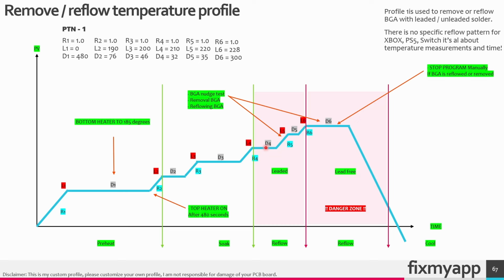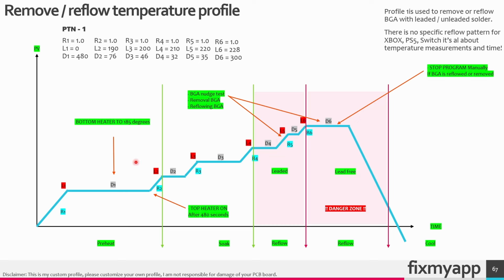If the APU is not reflowed, you can ramp up to 228 degrees. In this region is the danger zone, because in this zone you can damage your APU because the temperatures are very high for a long time. When you are in this reflow region, it's best to reflow your APU.